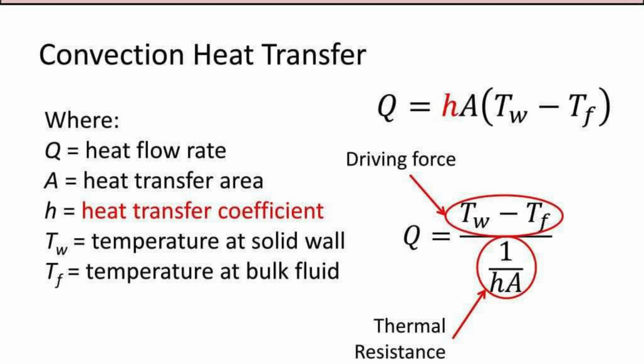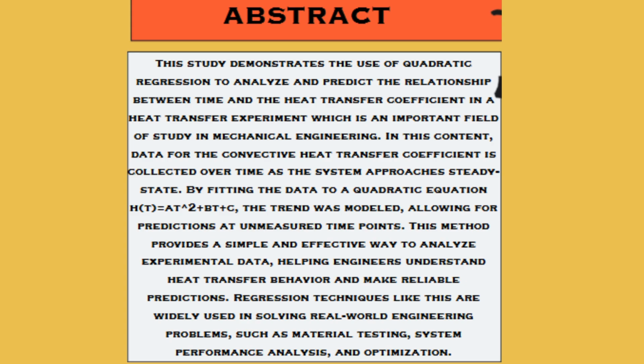This study demonstrates the use of quadratic regression to analyze and predict the relationship between time and the heat transfer coefficient in a heat transfer experiment, which is an important field of study in mechanical engineering. In this study, data for the convective heat transfer coefficient is collected over time as the system approaches steady state. By fitting the data to a quadratic equation, h equals a t squared plus b t plus c, the trend was modeled, allowing for predictions at unmeasured time points.